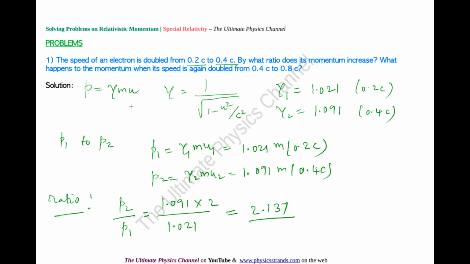Now the question is, what happens when it changes from 0.4c to 0.8c? It is not going to change by the same amount because we know that this is a non-linear expression. It is not linearly changing because of the gamma factor. So the momentum in relativistic theory does not change linearly. Therefore, we are not going to get the increase from 0.4c to 0.8c by the same extent as from 0.2c to 0.4c. Again, you are doubling the velocity, but the momentum is not going to change by the same factor.